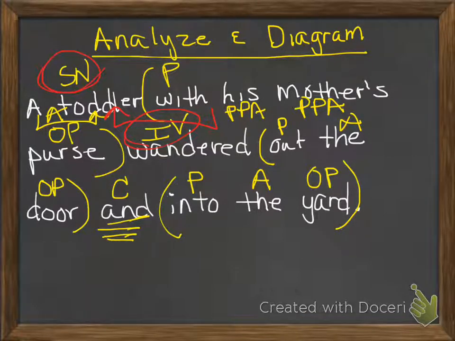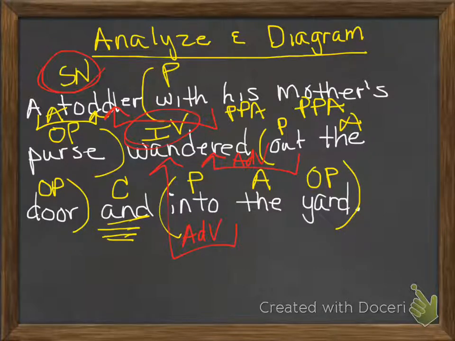Okay, now let's go to our verb. Wondered how? No. Wondered where? Out the door. Okay, so it's modifying wondered, telling us where. And another one that's telling us where is into the yard. So it's also modifying our verb.